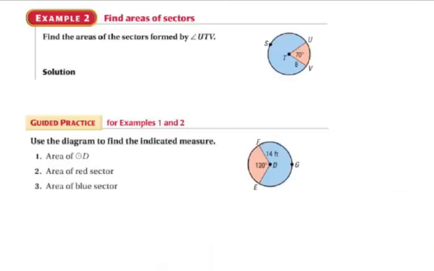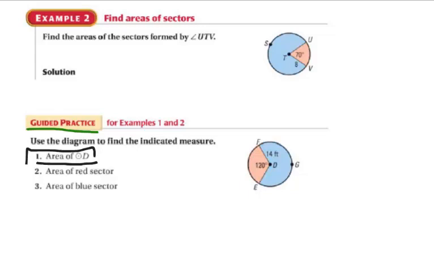Okay, so let's look down here at the guided practice problem. We have the diagram to the right here where we're going to find some measures. On number 1, we're going to find the area of circle D. And so that's how we label it, so you know how to refer to it. A little circle with the dot in the middle and then the capital letter that's by the center point. So this is circle D.